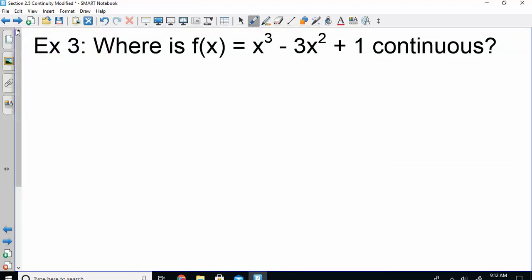Okay, so we're just going to spend the rest of class finding out where things are continuous. This one's a polynomial. Do we have any breaks in our graph anywhere it's undefined? No. So where is this continuous? Everywhere. Negative infinity to positive infinity. That one's always continuous.